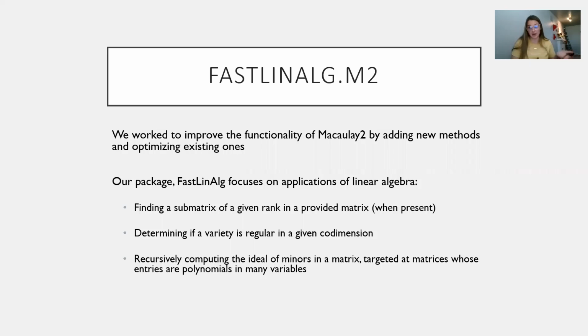Together with a few other students, we were able to create the package FastLinAlg, which focused on some key applications in linear algebra. The main ones being we provided a method that finds the submatrix of a given rank in a provided matrix if it exists, another method that determines if a variety is regular in a given codimension, and the method that I'll be talking about today recursively computes the ideal of minors in a matrix. So essentially it's returning the ideal of submatrices of a given size in an input matrix. And this was targeted at matrices where the entries are polynomials in many variables, typically also with a high degree.